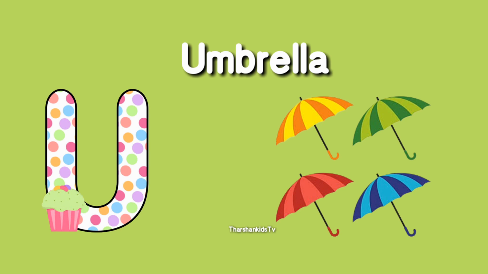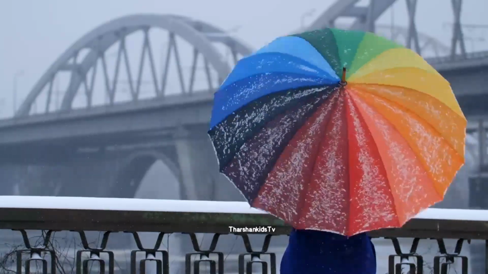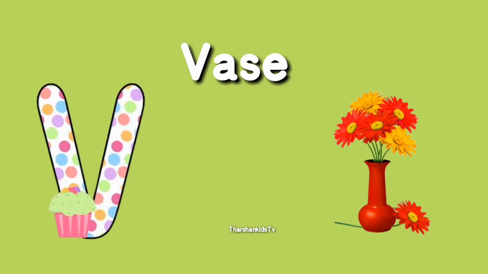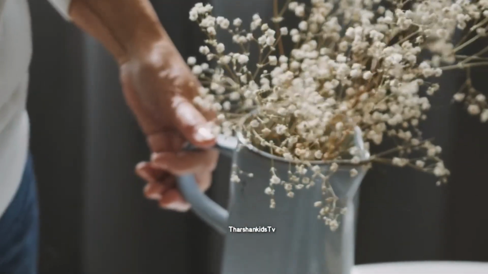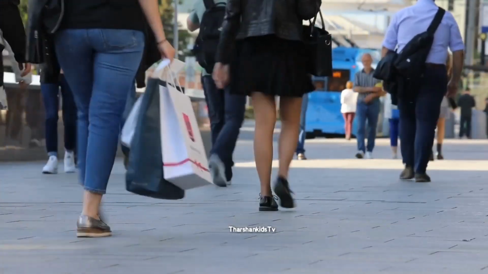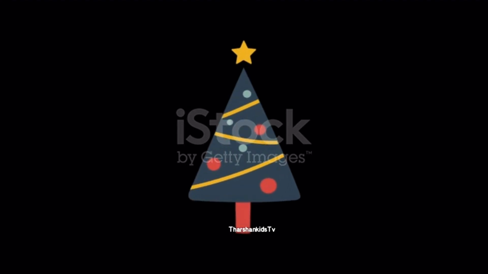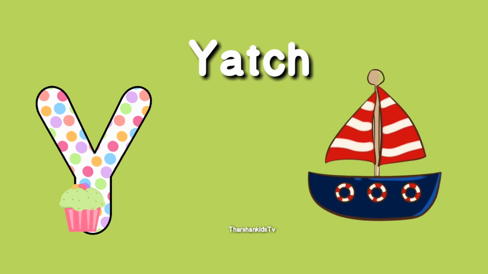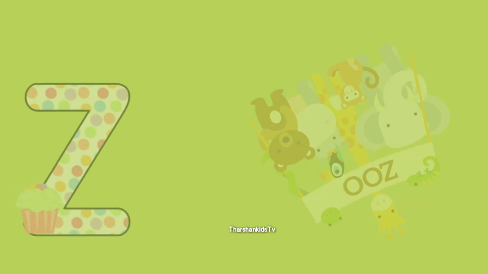U for umbrella. V for waist. W for walk. X for Xmas tree. Y for yacht. Z for zoo.